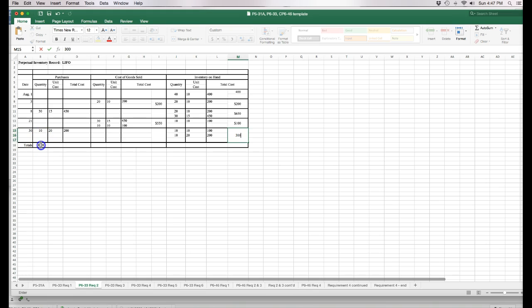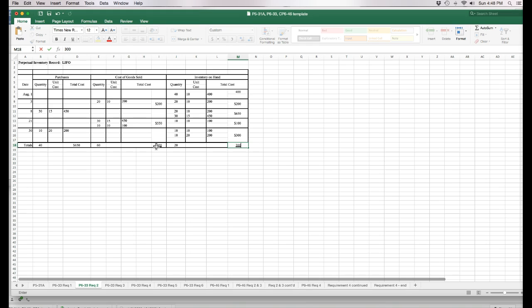Again, down here, you want to bring your totals down. We purchased a total of 40 units for $650. We sold a total of 60 units by adding the 20, 30, and 10, and that was for a total of $750. And what do we have left on hand? We have a total of 20 units on hand for a total of $300.